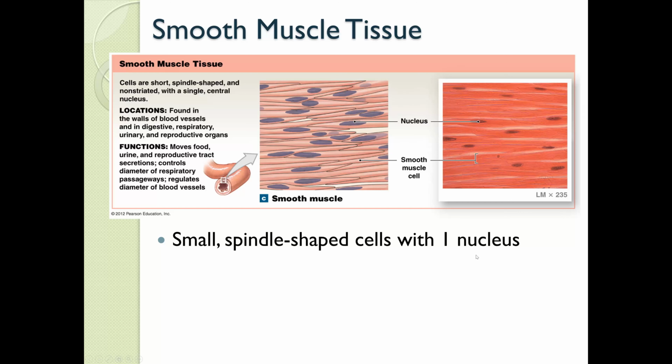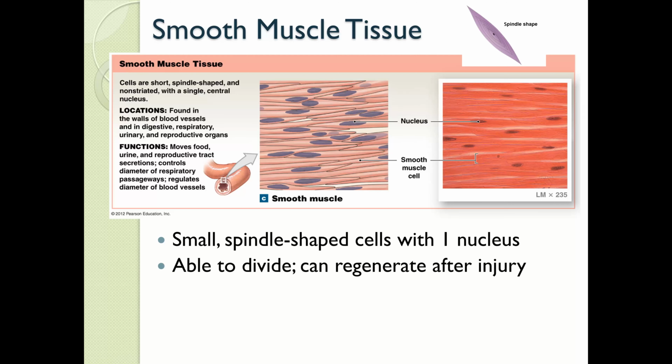And I notice students a lot of times have trouble with the description spindle-shaped, so I'll put a little picture. When we talk about spindle-shaped, we're just talking about a cell that's kind of fat in the middle, and then it tapers off to a narrow end on each end. So that's what we mean when we say spindle-shaped.